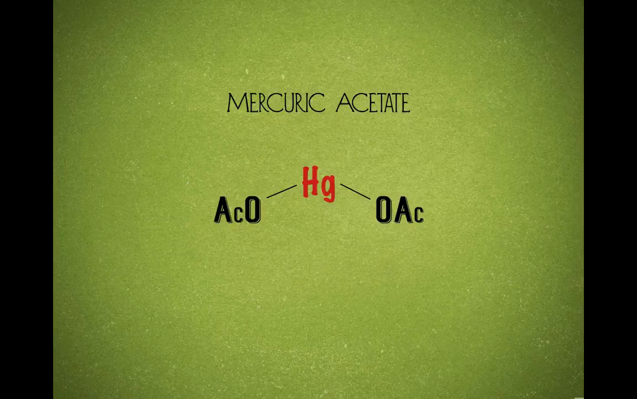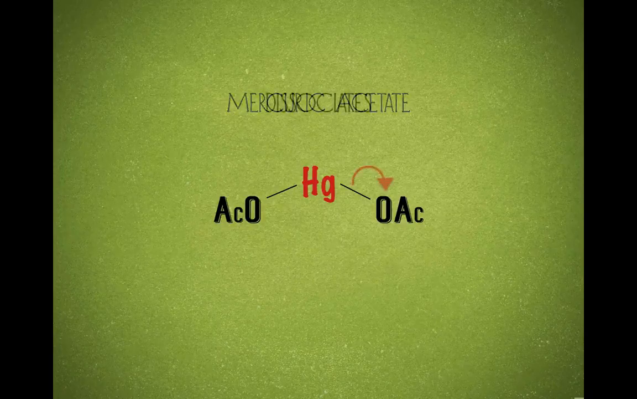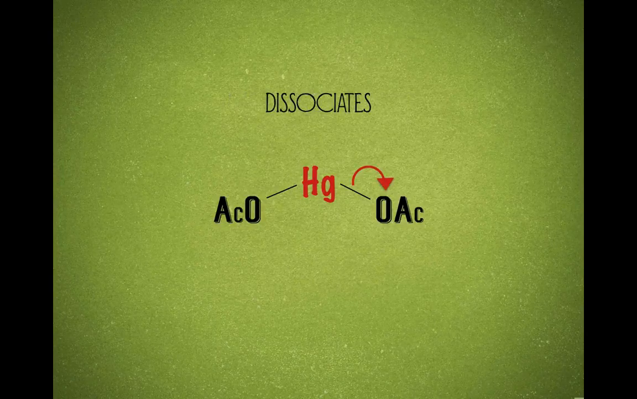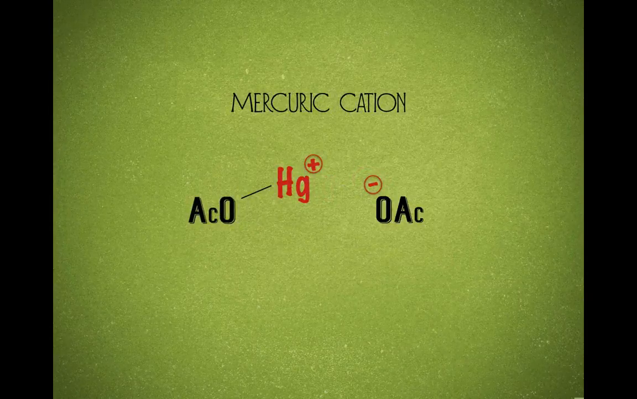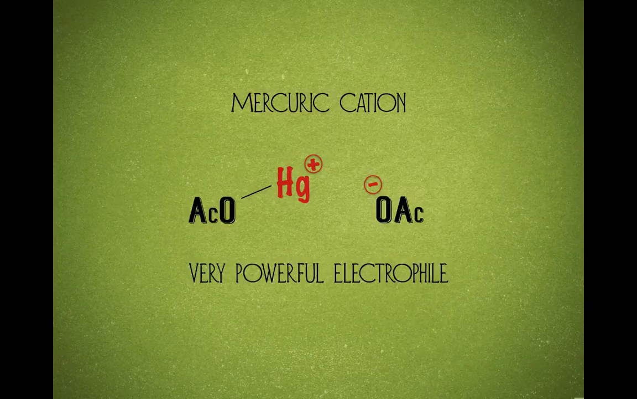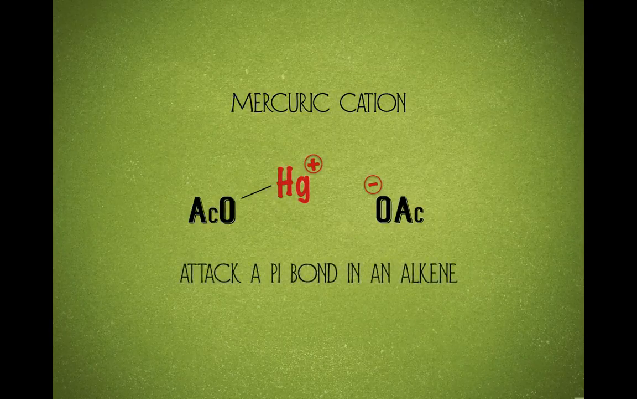Looking at the mercuric acetate, you can see the mercury in the middle and two acetate groups on each side. What will happen is that these acetate groups will dissociate. The electrons will jump over to one acetate and it will depart, giving the negative charge to the acetate and then a positive charge to the mercury. This is a very powerful electrophile, the mercuric cation. In fact, it's so powerful that it will typically attack the pi bond of an alkene.